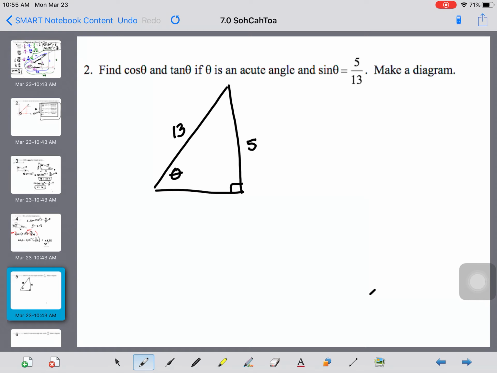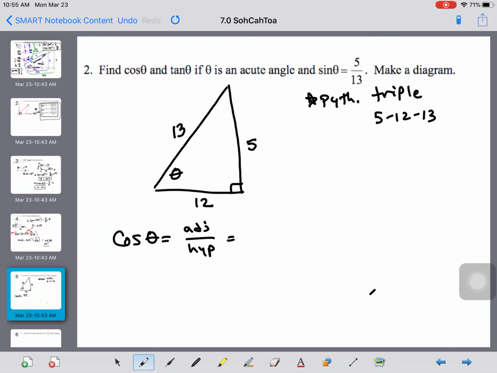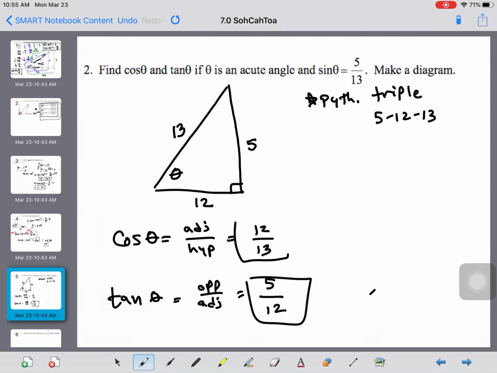You may remember I could use Pythagorean theorem, but this is a Pythagorean triple. And here this is a 5, 12, 13. So here I know that this side length would be 12. So if I want to find cosine theta, I'm asking for the ratio of adjacent to theta and hypotenuse, which would be 12/13, and tangent theta would be opposite over adjacent, which would be 5/12. So those would be those ratios.